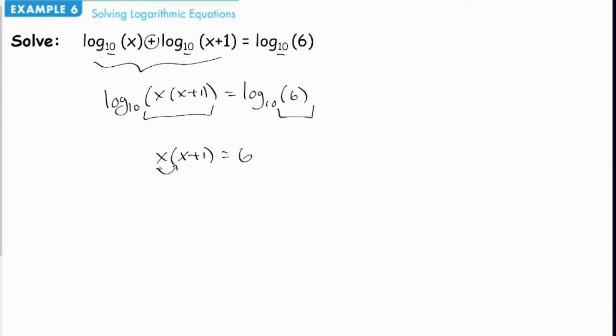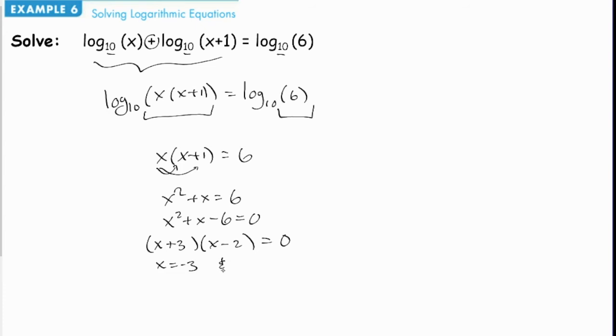And if I distribute here, I have x squared plus x equals 6. Since this is a quadratic, we need to get 0 on one side. It's a quadratic with a lead coefficient of 1, so we can just write out the factors. Two numbers that multiply to negative 6, but add up to positive 1, plus 3 and minus 2. So we have x is equal to negative 3, and x is equal to positive 2.